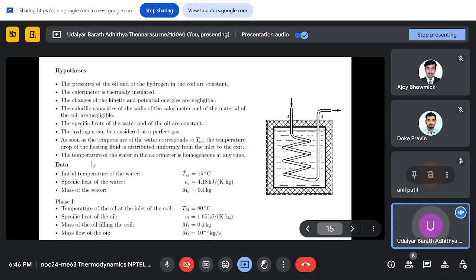The data which they have given is: the initial temperature of water is 15 degrees Celsius. The specific heat of water is 4.18 kilojoule per kg Kelvin. The mass of water contained in the calorimeter is 0.4 kg. So this is the data of the calorimeter. Now during phase 1, the temperature of oil at inlet is 80 degrees Celsius, the specific heat of oil is 1.65 kilojoule per kg Kelvin, the mass of the oil filling the coil is 0.1 kg, and the mass flow of the oil is 10 to the power minus 3 kg per second.